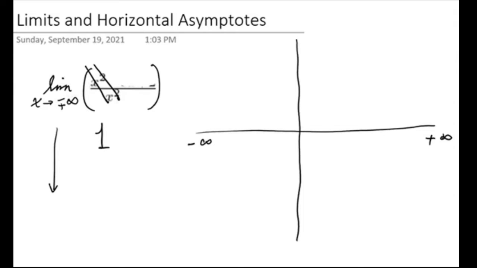Now, what does that mean to us graphically, that the limit as x approaches infinity is 1? That means if we're going in this direction, the farther and farther we go to the right, we would get closer and closer and closer to y equals 1. So this is the way that we recognize that there's a horizontal asymptote at y equals 1 whenever this limit is evaluated at positive infinity.